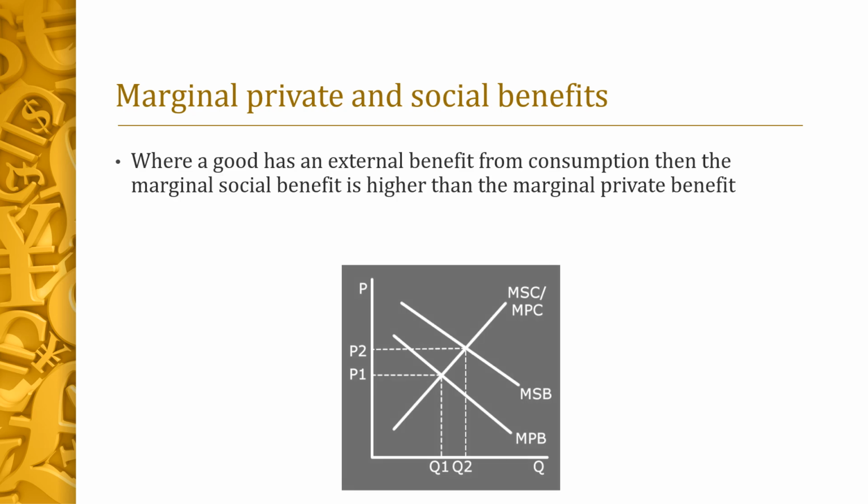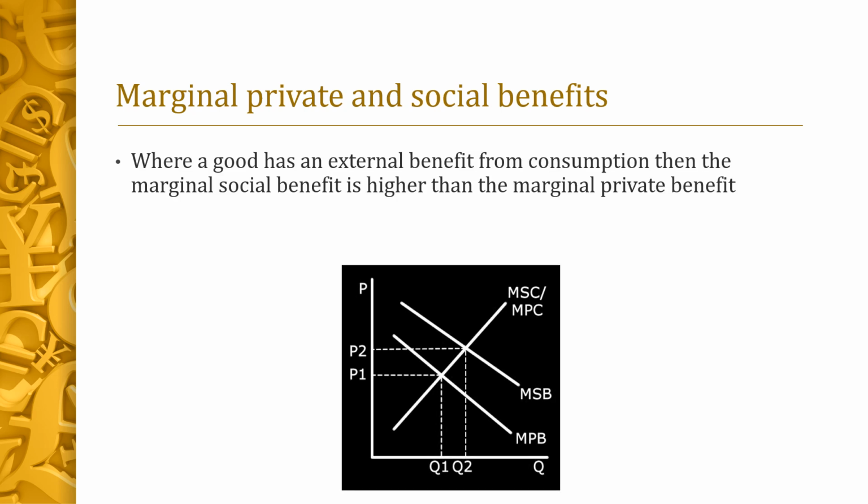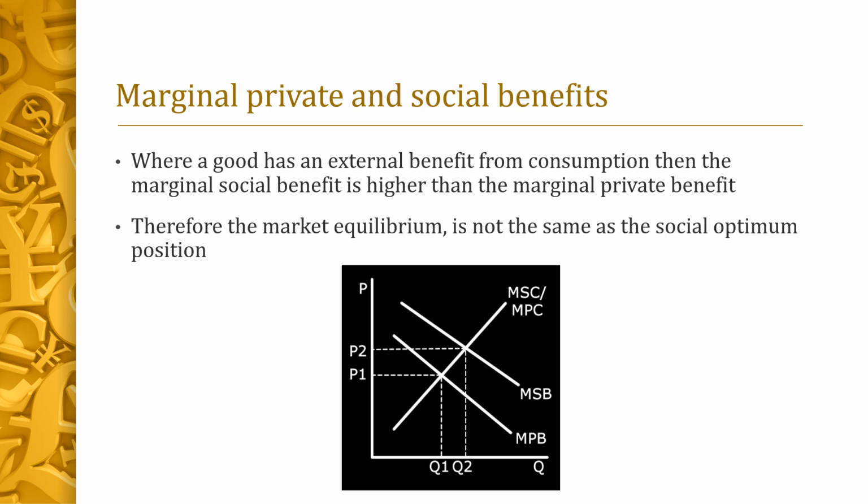Where a good has an external benefit from consumption, then the marginal social benefit is higher than the marginal private benefit. Therefore, the market equilibrium is once again not the same as the social optimum position. The social optimum position is seen here at Q2, where the marginal social cost equals the marginal social benefit, whereas the market equilibrium is seen at Q1, where the marginal private cost is equal to the marginal private benefit.